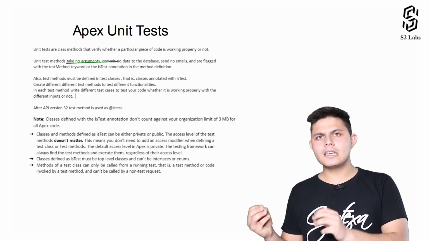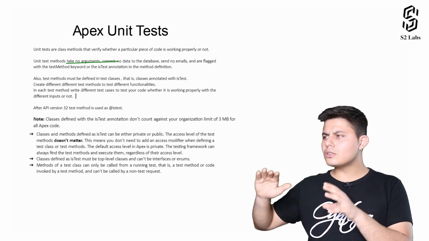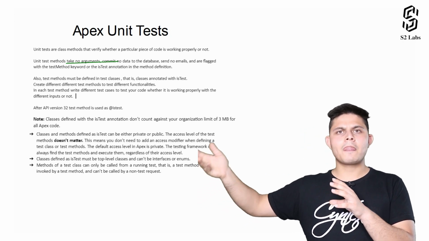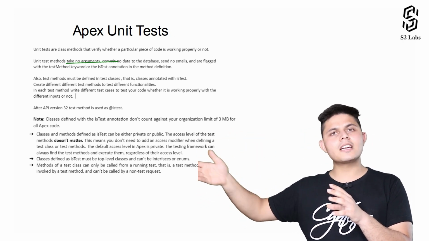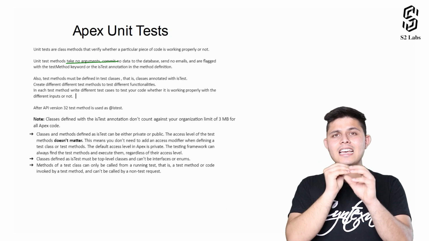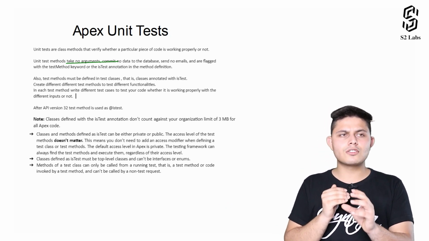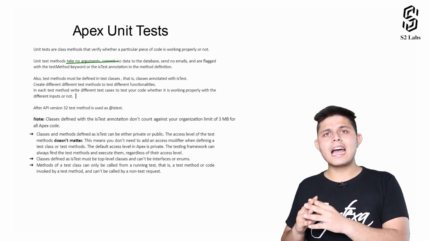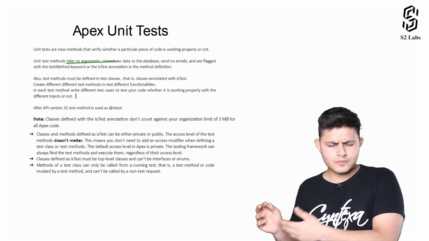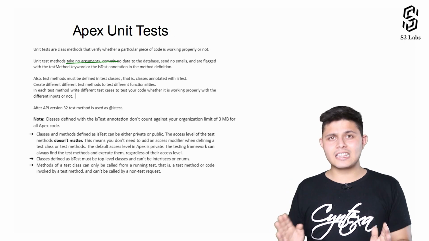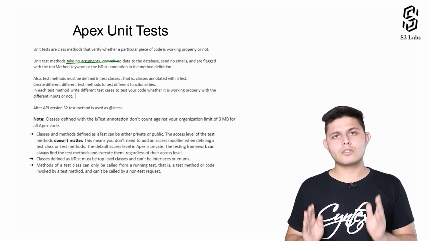While testing, it will show you that it has created a record, inserted a record, updated a record, or deleted a record. But at the end of the execution of the test class, or at the end of the execution of the unit test, all of that will be rolled back, and nothing will get committed into the database. So that's what I mean.